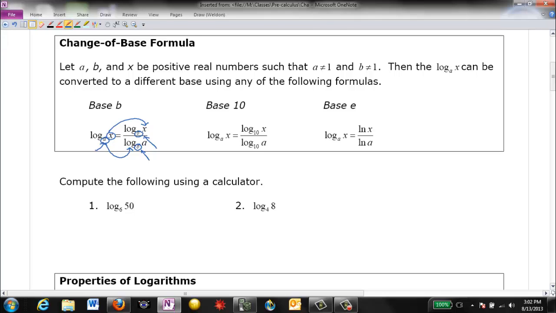I'm going to go ahead and demonstrate that. You can see here that under the base 10 they changed log base a to base 10, and here they changed it to base e. That is handy because our calculator can only operate in base 10 or base e. So we need to be able to use the change of base formula to get to one of those two bases if we're going to use our calculator to evaluate those logarithms.